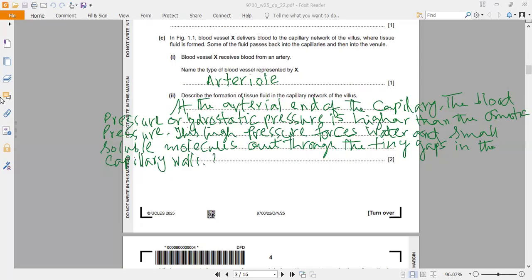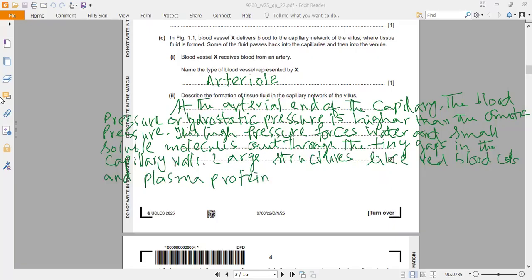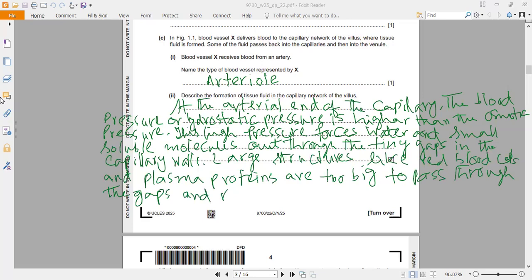So large structures like red blood cells and plasma proteins are too big to pass through the gaps and remain inside. Because they are larger in size, so they are unable to pass.